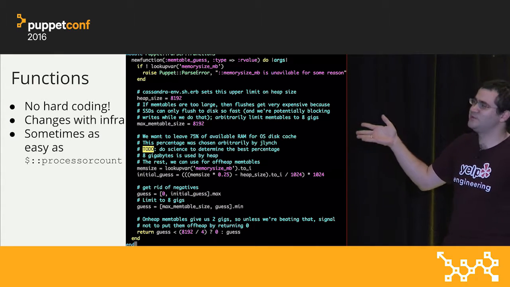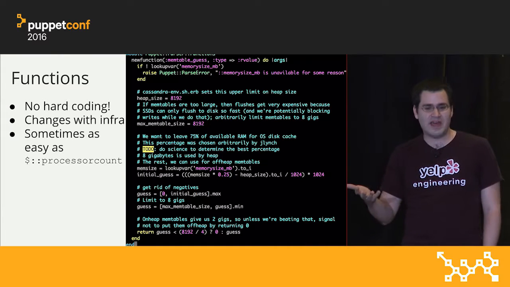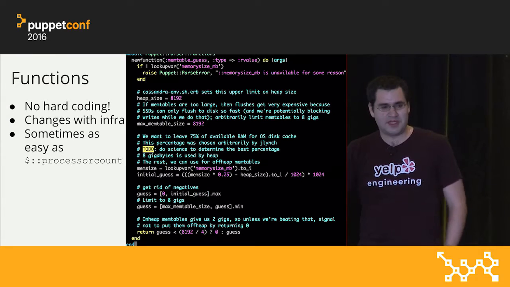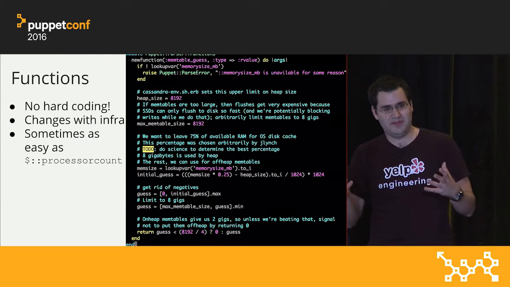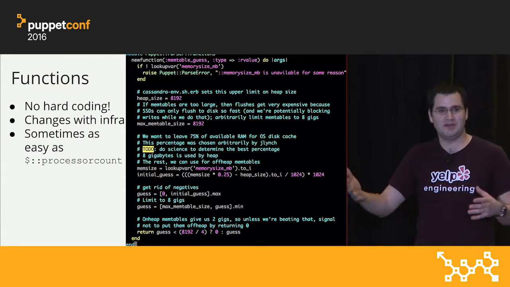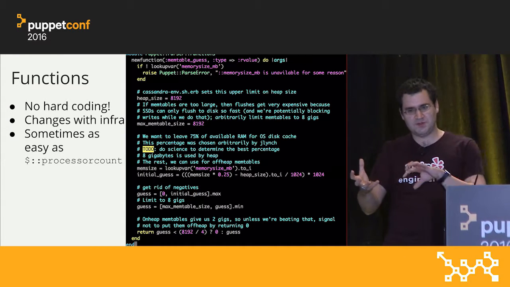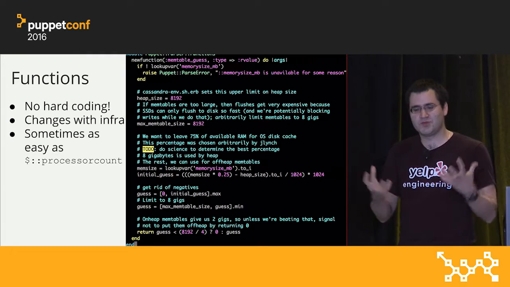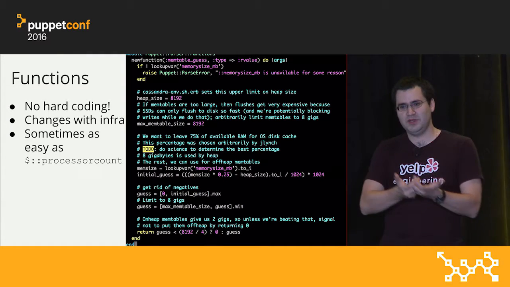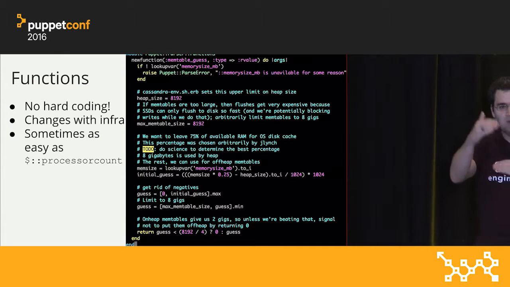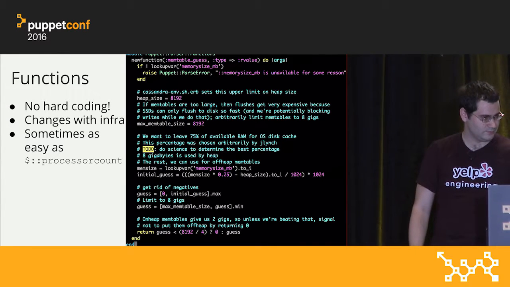And honestly, sometimes it can be as easy as just using a fact. For example, sizing thread pools on data stores is often just set it equal to the processor count times some constant. So these functions plus the hierarchical config is really what gives us the ability to flexibly configure our data stores across different data stores and within a kind of data store within different kinds of clusters.